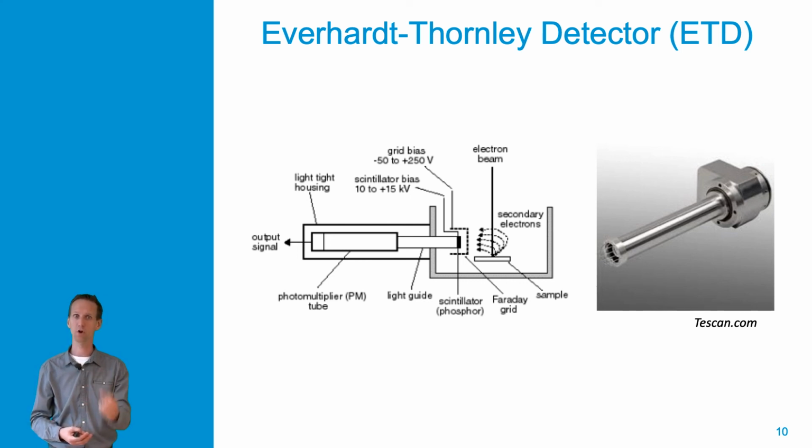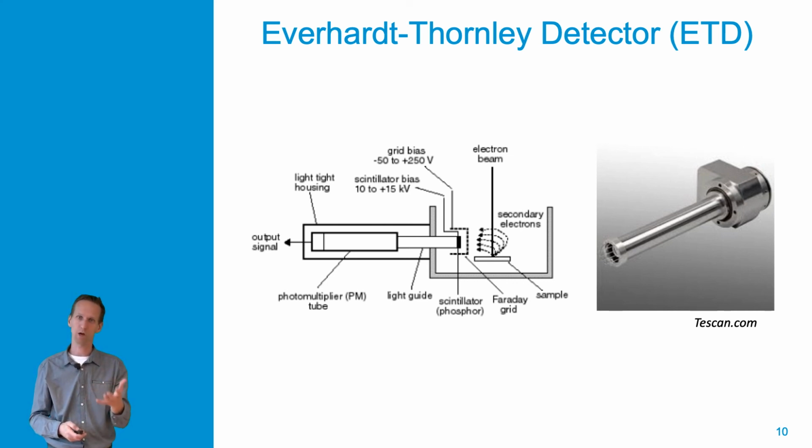Note that the electrons have a low energy, so they have a low velocity. So if we apply a voltage, say 250 volts, we can easily attract the electrons to this grid. You see that indicated in the image. If you look at the sample with an electron beam in black coming in, you see the secondary electron trajectories going out and then being curved towards the dotted grid on top of the detector.